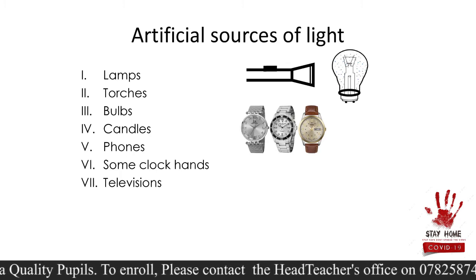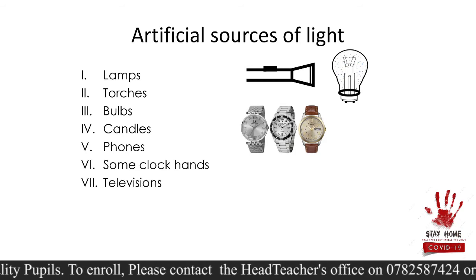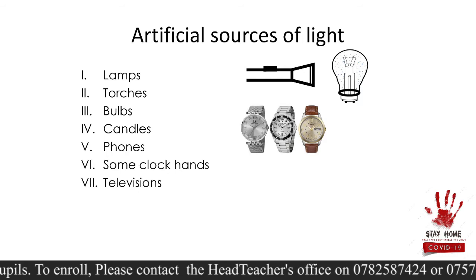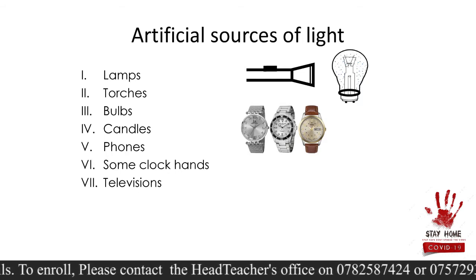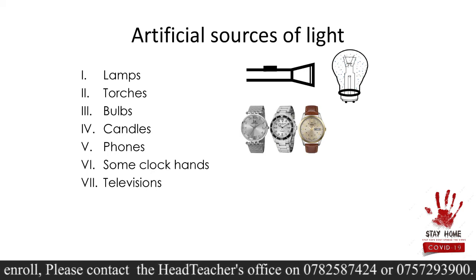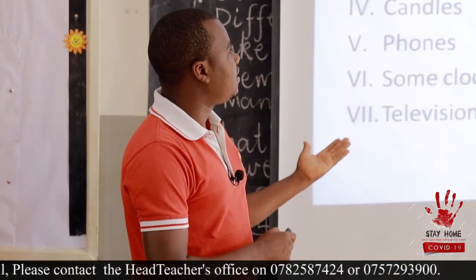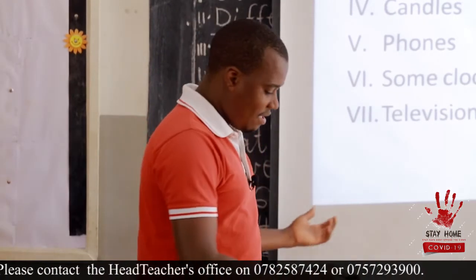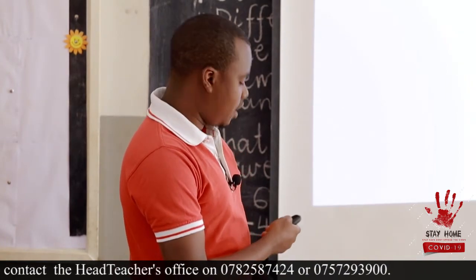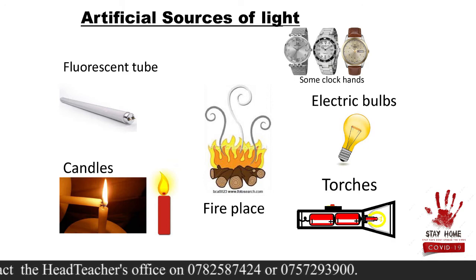Lamps, torches, bulbs, candles, phones, some clock hands, televisions, and so many others. You know them and you have them there. So why are they called artificial sources? They are made by people. We move. I have collected some pictures of those artificial sources of light.